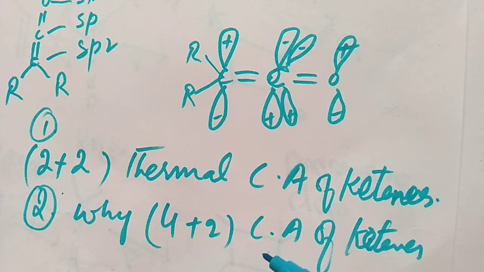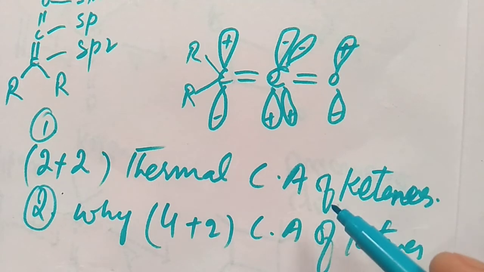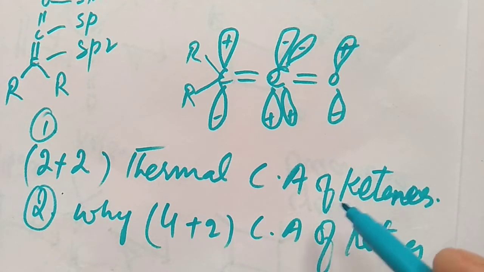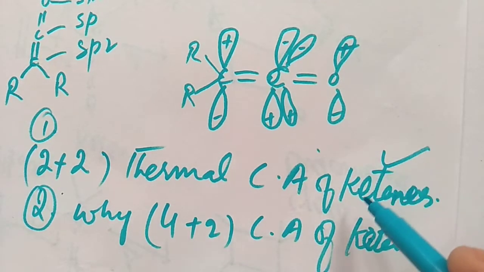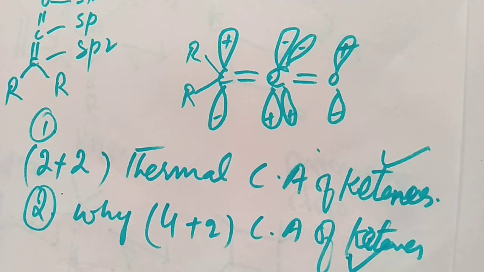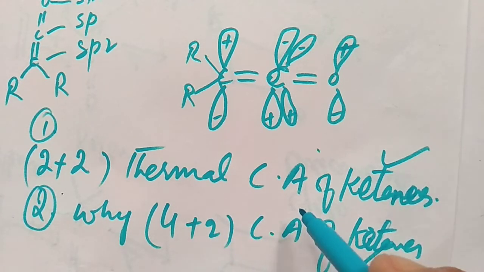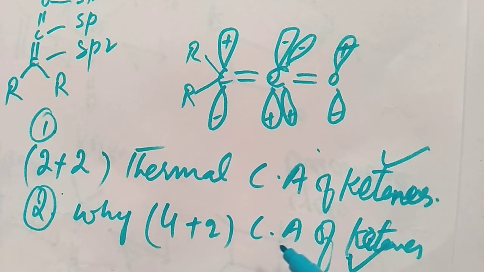Now the question arises: why does ketene show 2+2 thermal cycloaddition, and why is 4+2 cycloaddition of ketenes not possible? These are two questions. So don't skip the video, I will tell these one by one.